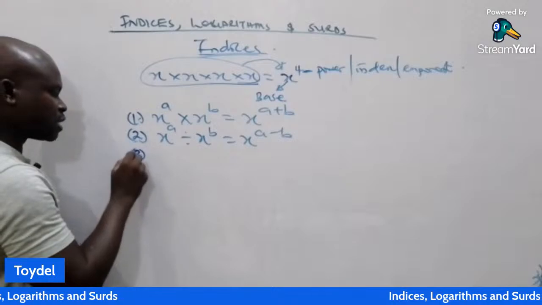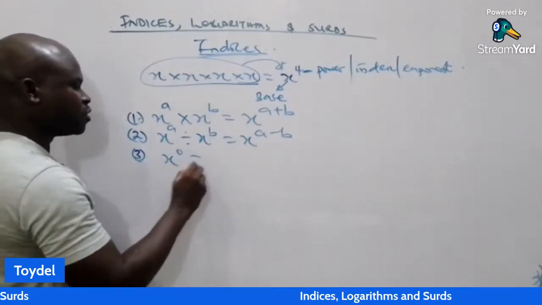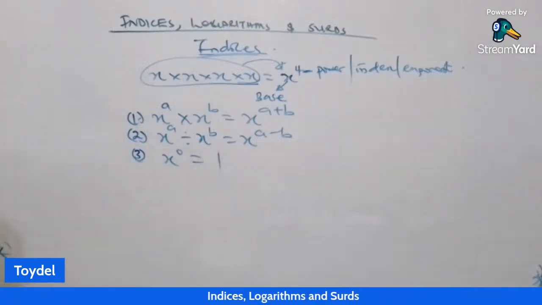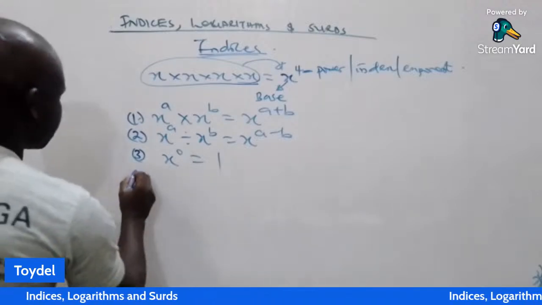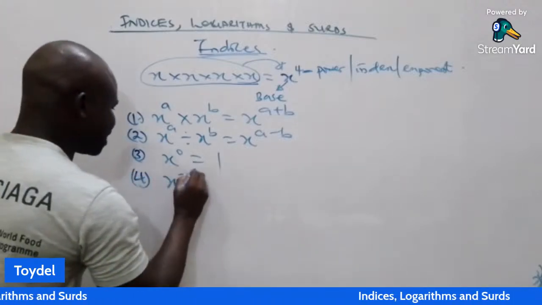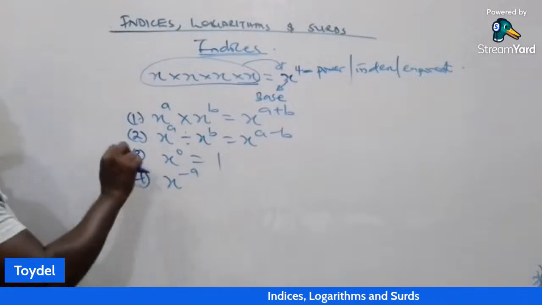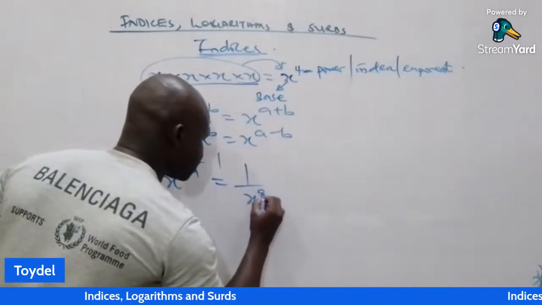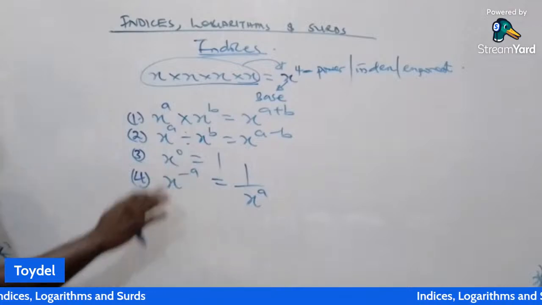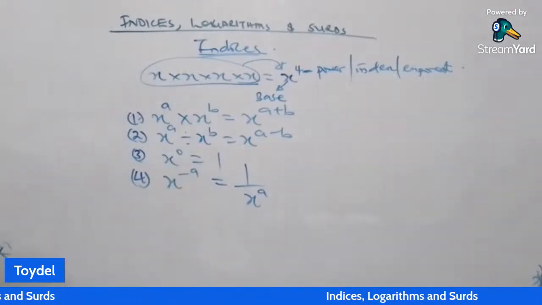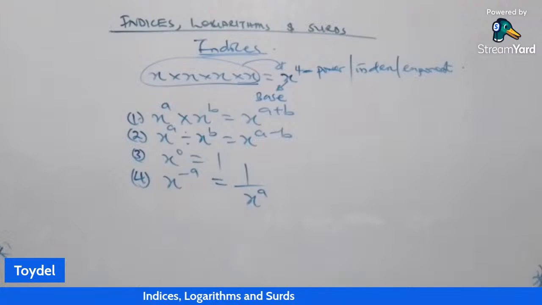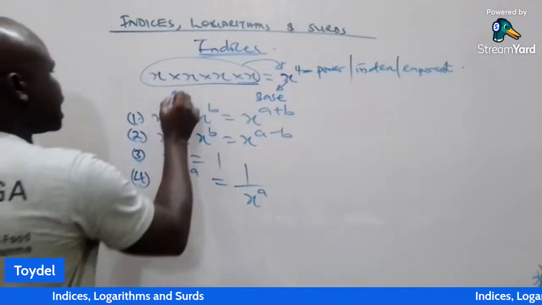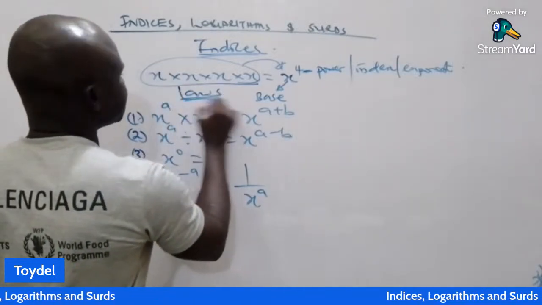Then there's another law that says x raised to the power 0 is 1, that is, anything raised to the power 0 is 1. Then the fourth one is when we have x raised to the power minus a. If the power attracts a negative sign, you can write it as 1 over x raised to the power a. So this is the positive form of writing it. These are the basic laws that we have in indices.